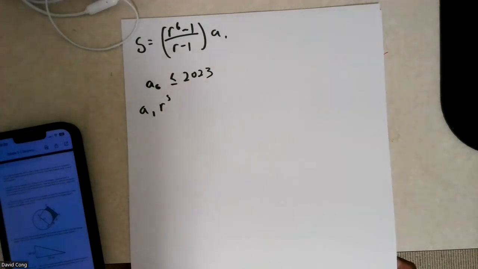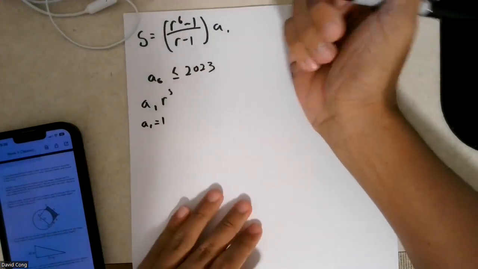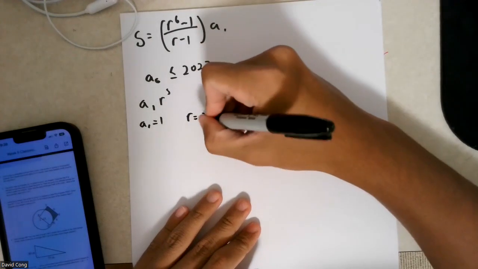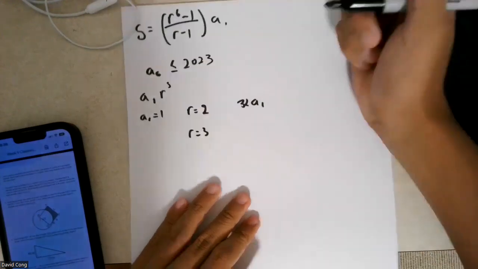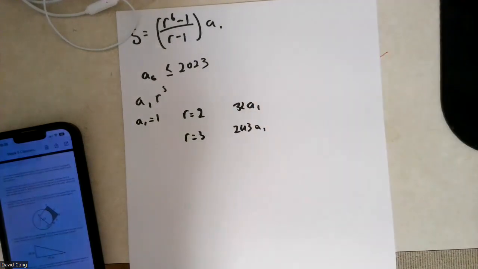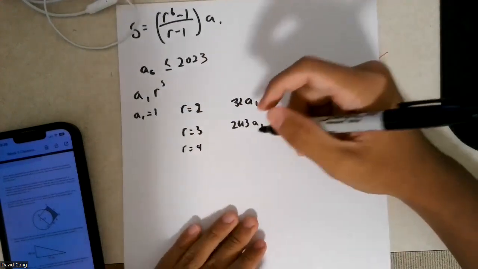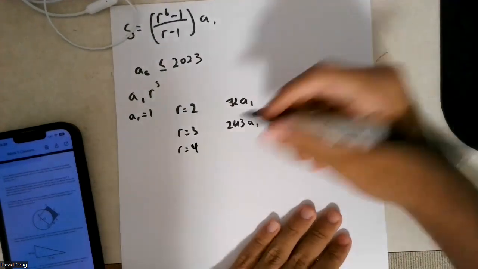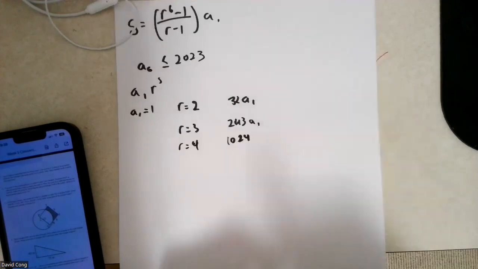Well, let's think about it. We have this sum, and let's experiment with ratios. Let's just let A1 equal 1 here. So if we have a ratio of 2, the largest term is 32 A1. If we have a ratio of 3, 3 to the 5th, what is 3 to the 5th? 9 times 9, 243 A1. And now, let's say we have R equals 4. What is 4 to the 6th? And 4 to the 5th, 1024.